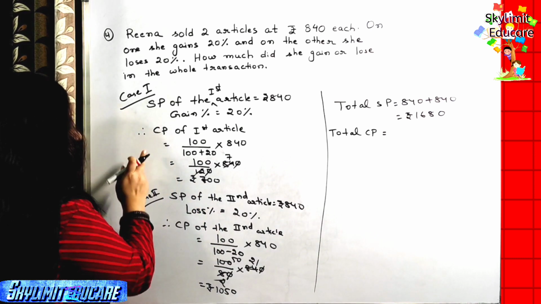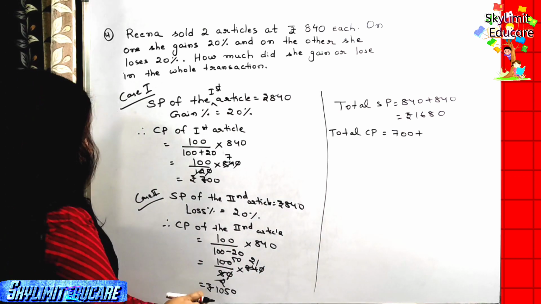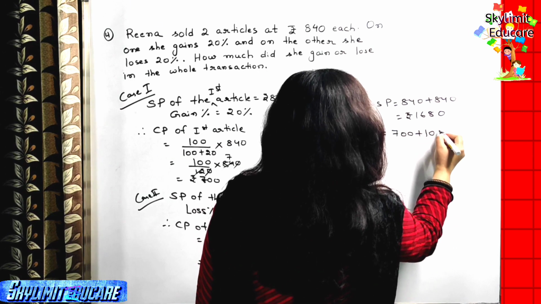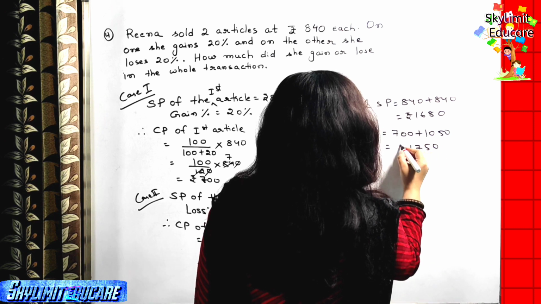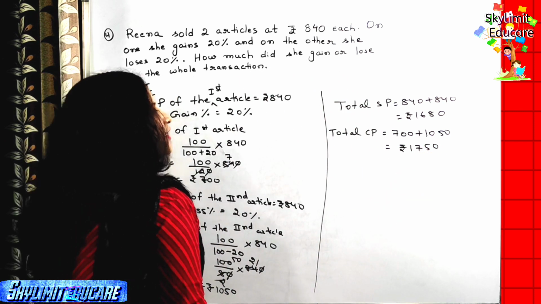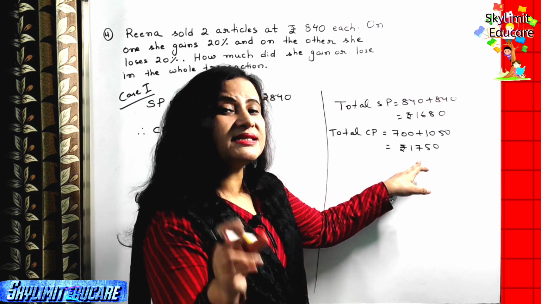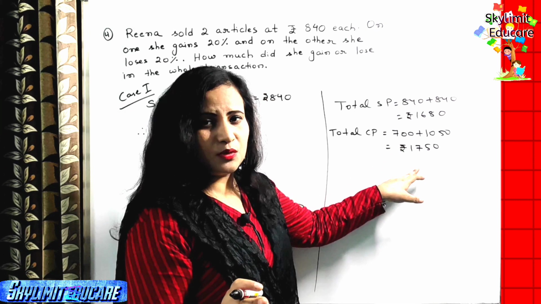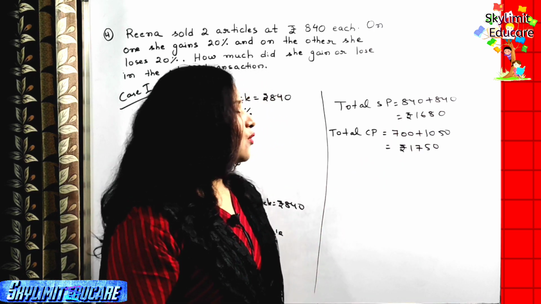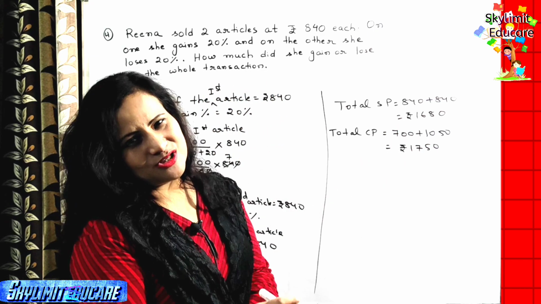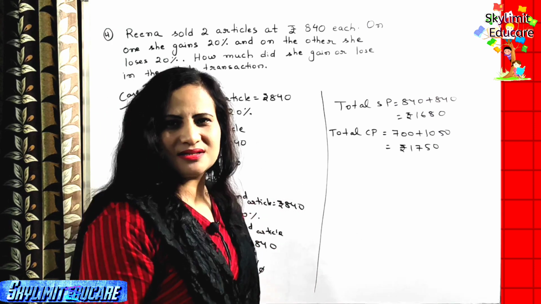The first article was purchased at rupees 700 and the second article was purchased at rupees 1050, right? So 1750. As you can see here, she purchased both the articles at 1750, and she sold both the articles. After selling, she received rupees 1680. So we can see here that the total CP is greater. That means she has incurred a loss, definitely.